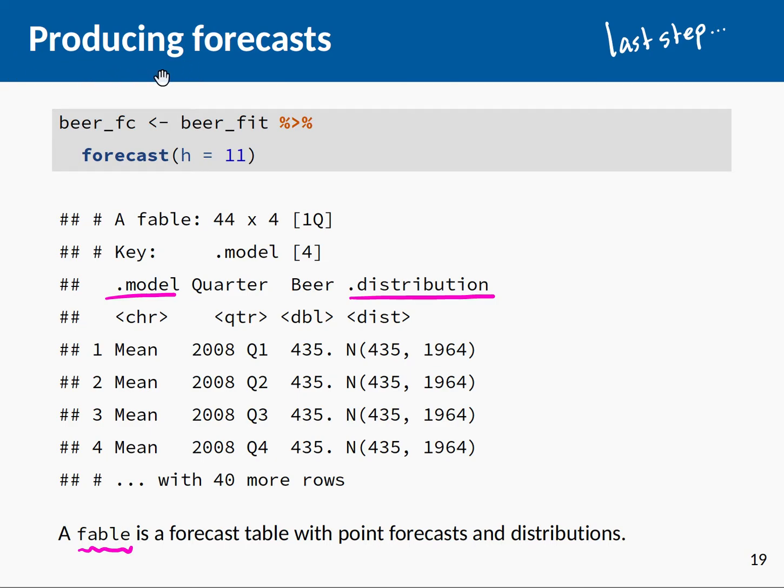So in our last step, we're trying to produce forecasts. Once we have estimated those models, we want to forecast ahead, and here we can assign this operation of forecast to beer_fc. So beer_fc is our forecast, which is going to be derived from beer_fit, which contains those 4 models.